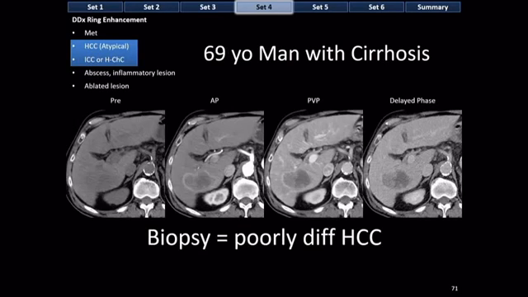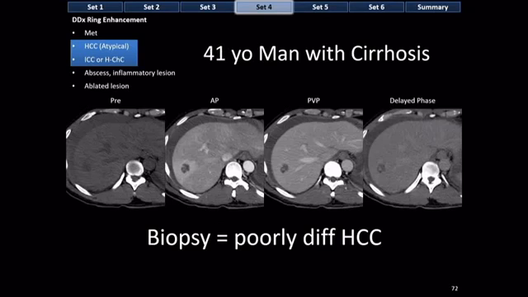69-year-old man with cirrhosis, ring-enhancing lesion on CT. We know this is cancer. We don't know what kind of cancer. We recommend a biopsy. This ends up being poorly differentiated HCC. Here we see a rim-enhancing lesion. We know it's cancer. We don't know what kind of cancer. Recommend a biopsy, poorly differentiated HCC.